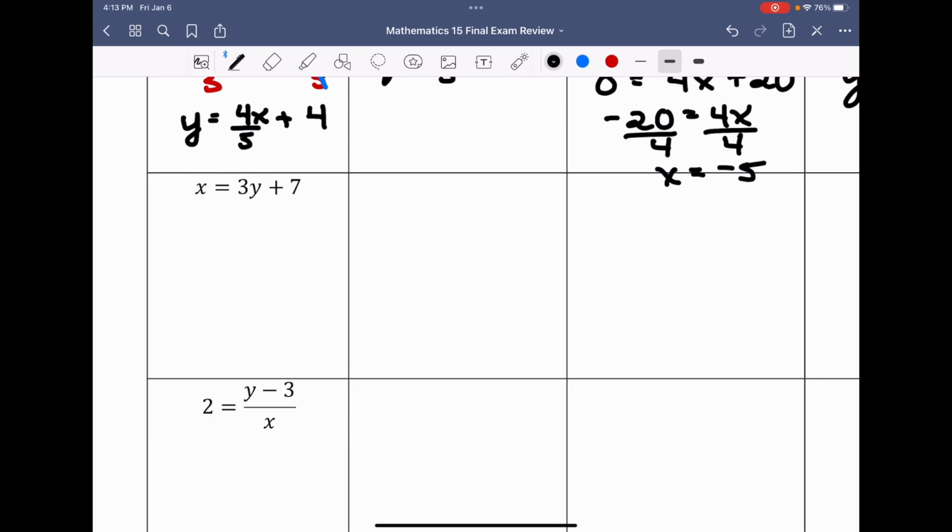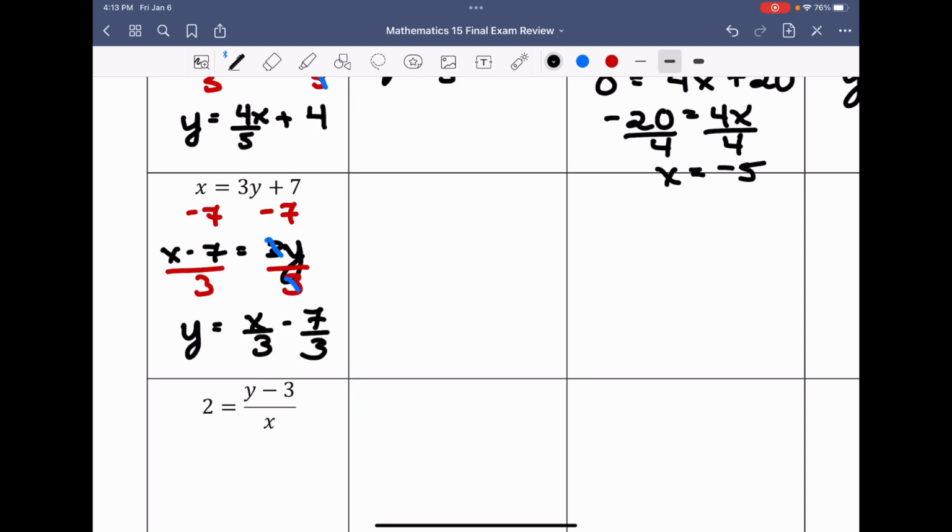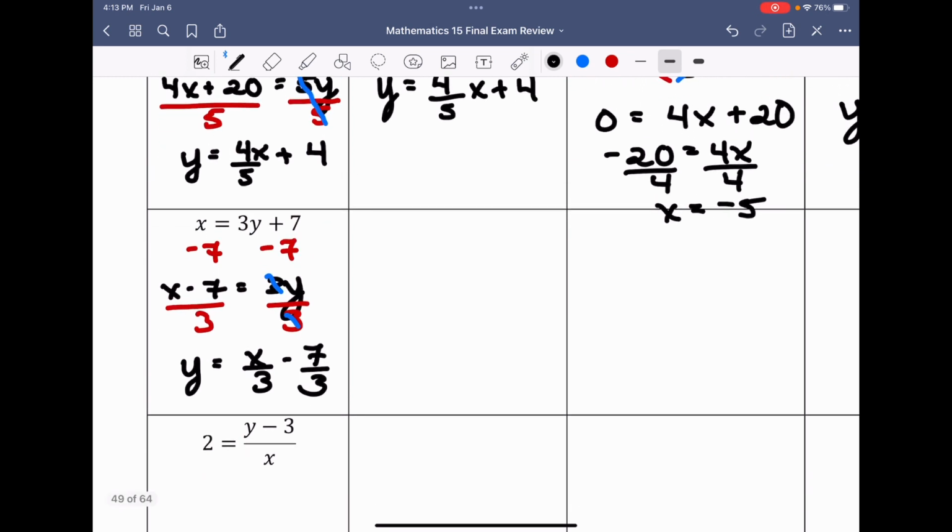mx plus b. I'm going to start by subtracting 7. Then, I get x minus 7 is equal to 3y. Therefore, when I divide by 3 on both sides, this is my resulting equation. Y is equal to, now, if I divide by 3 on this side, those go away, and I'm going to be given x over 3 minus 7 over 3. I've just split that fraction up. Okay. Now, in terms of the equation, we've actually just found it here. Y equals x over 3 minus 7 over 3.